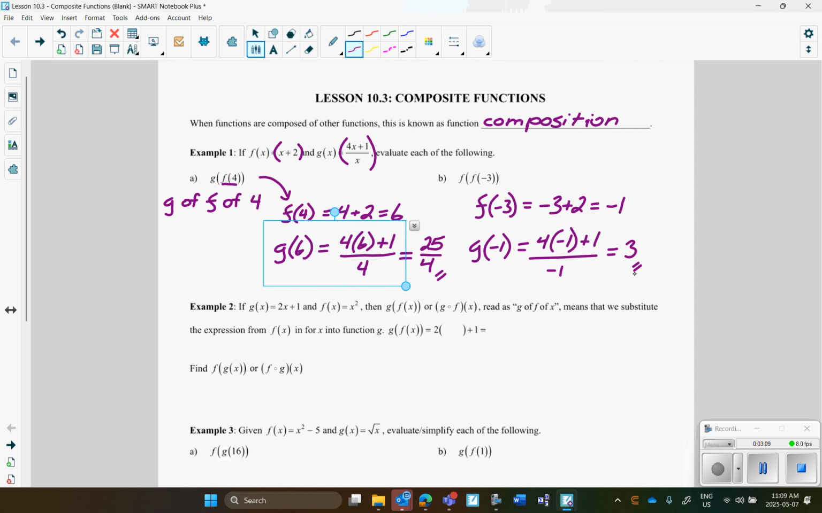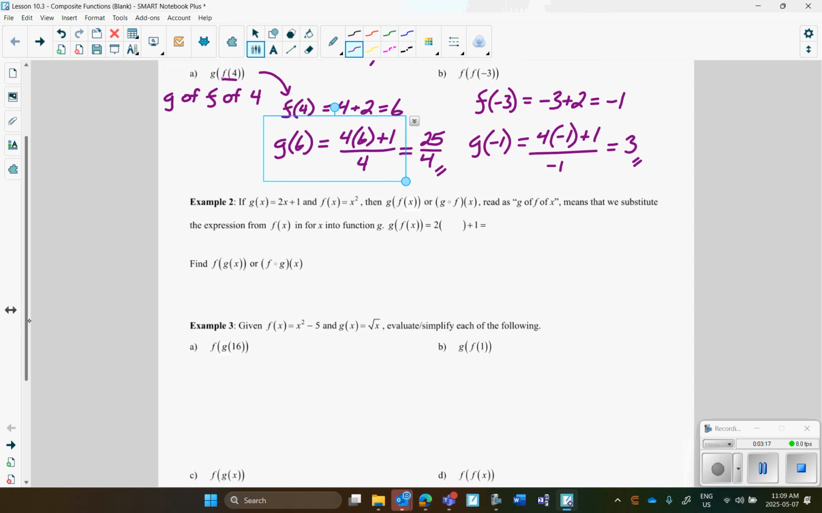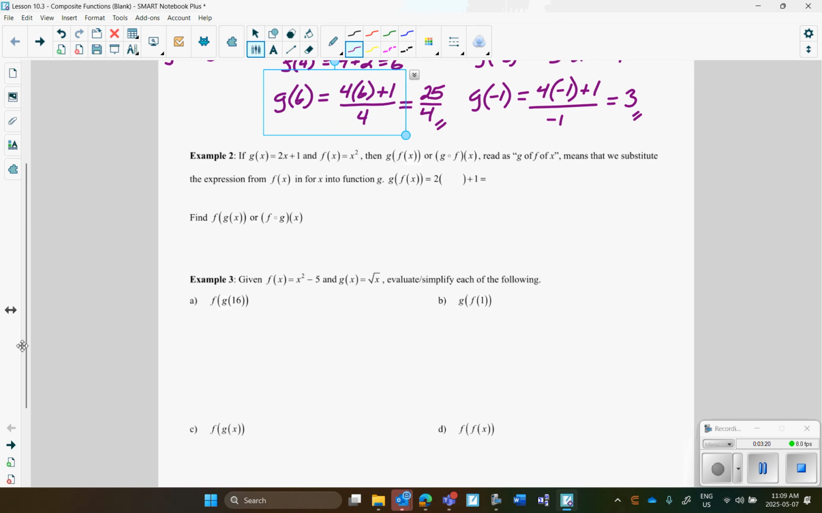Now, not only can we plug numbers in, we could plug expressions in. That's the other thing with this one. So here's a different example. And by the way, take note of what that looks like. That does not mean multiplication. It's a hollow circle. It's a non-filled in circle. That means composition. And that means f of x is inside g of x. If it was f of g of x, that means g is inside f.